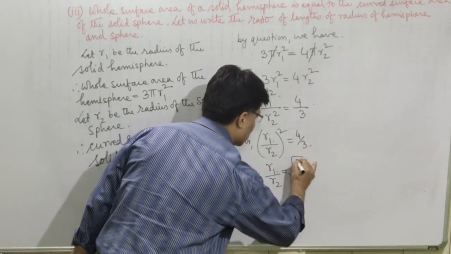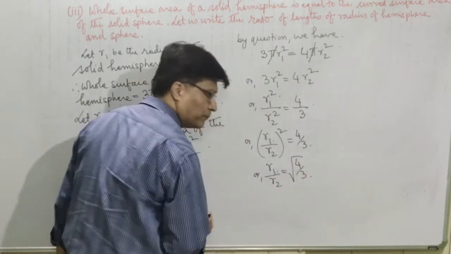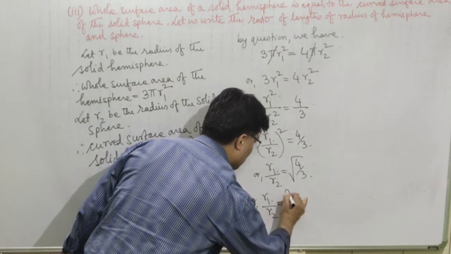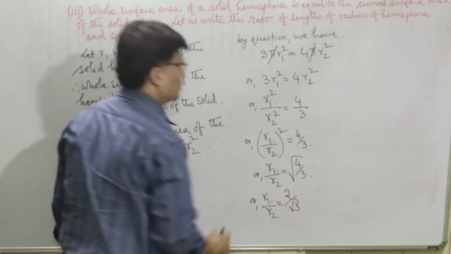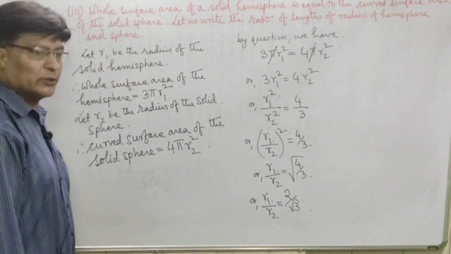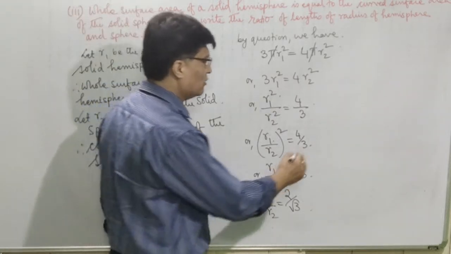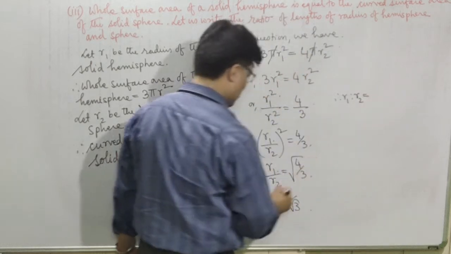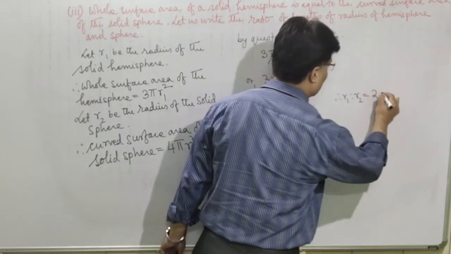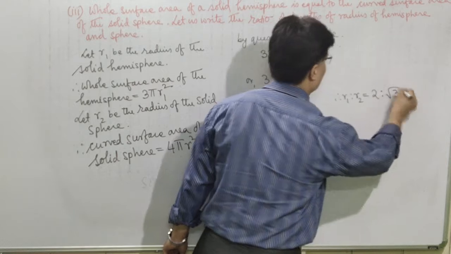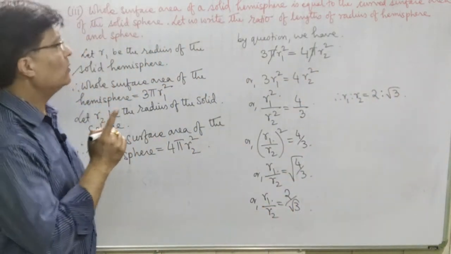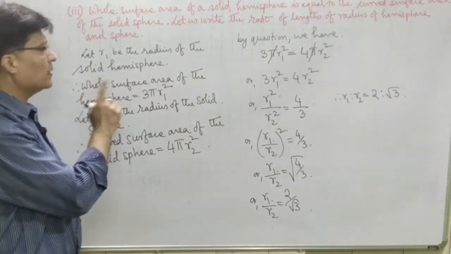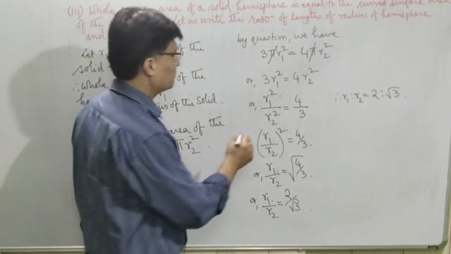What is the value of r1 upon r2? So r1 upon r2 is equal to square root of 4 upon 3. Or you can write r1 upon r2 is equal to 2 upon root 3. So what is the ratio now? Therefore r1 is to r2 is equal to 2 is to root 3. So what is the ratio of the length of the radius of the hemisphere and the sphere? It is 2 is to root 3.